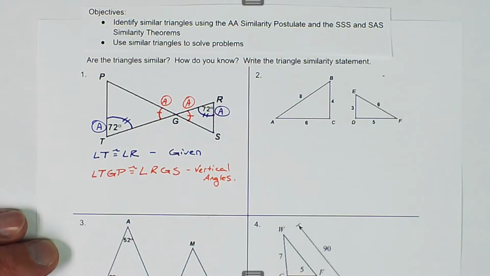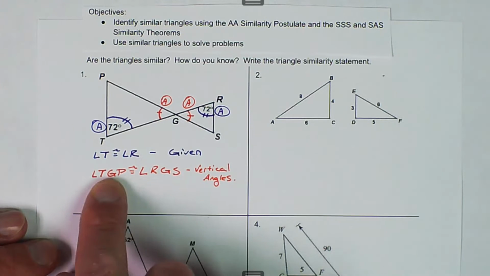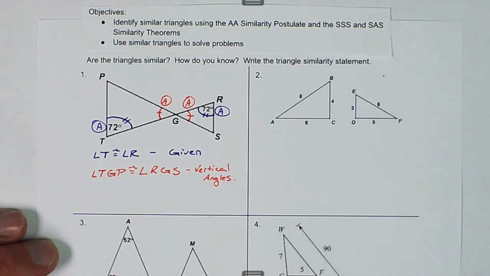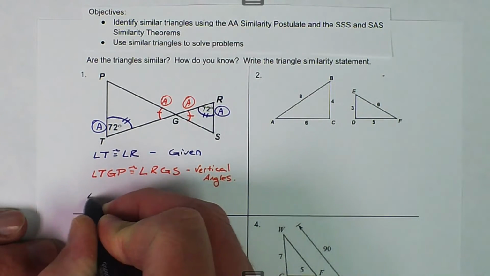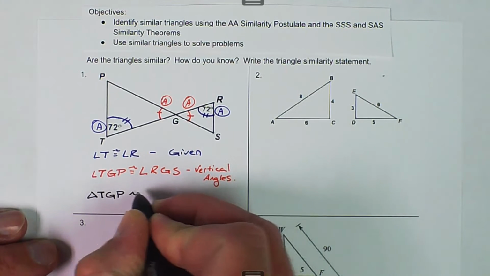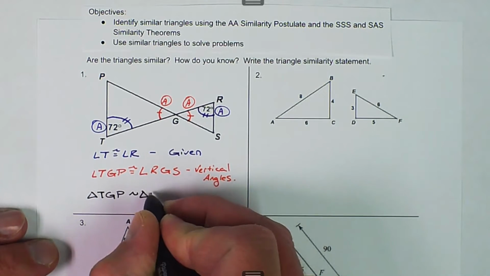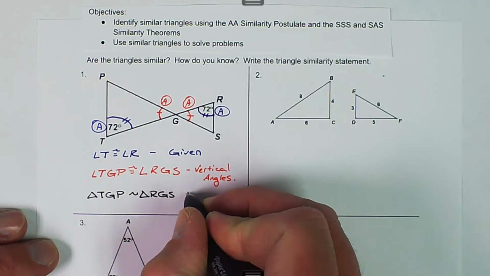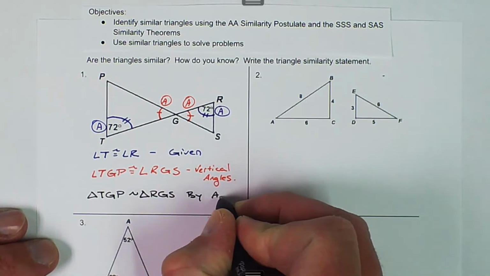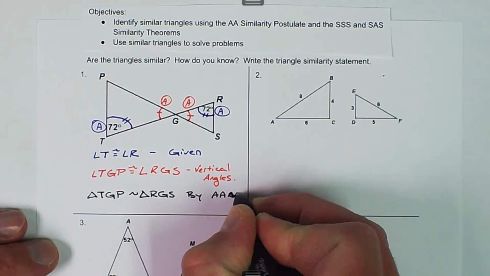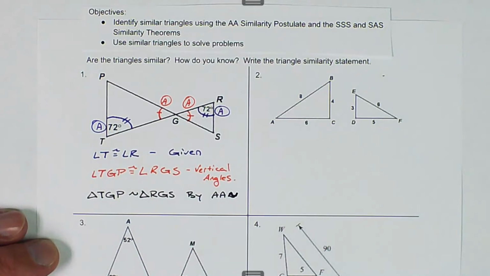Once we have that stated, now we can say that the 2 triangles are similar, and we can basically use our angle measurement name. The only thing we have to change is to change it to a triangle shape. So triangle TGP is similar to triangle RGS, and we say by AA similarity, and we leave the similarity symbol.